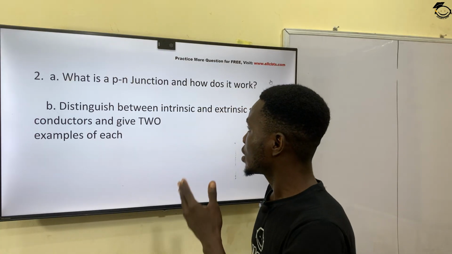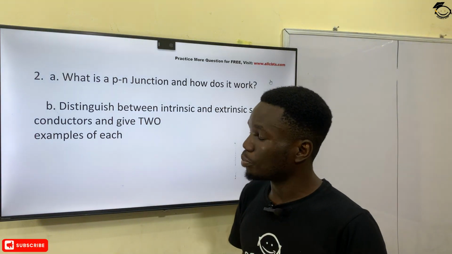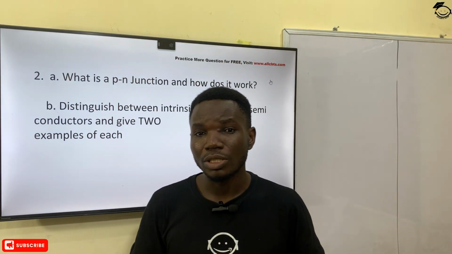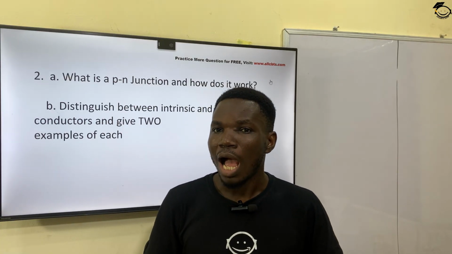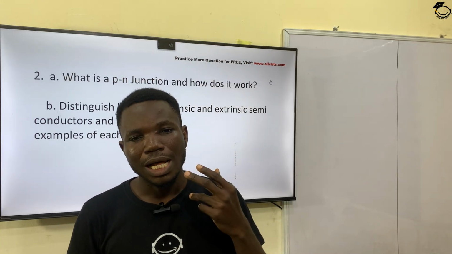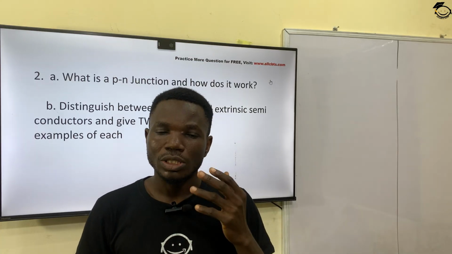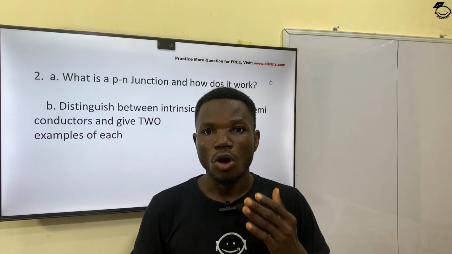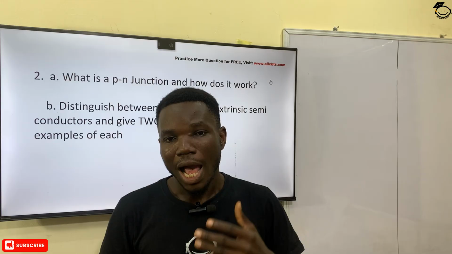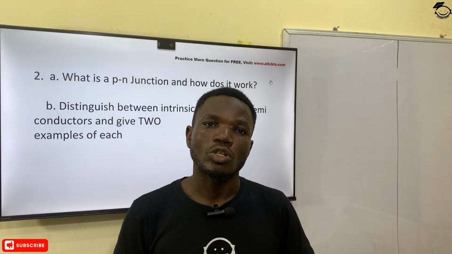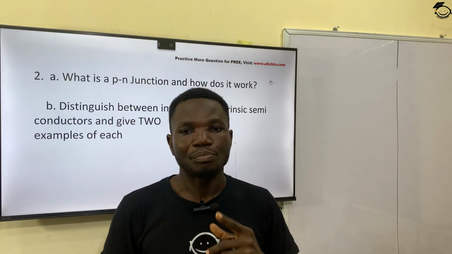Moving on to the next question, it says distinguish between intrinsic and extrinsic semiconductors and give 2 examples of each. Now, when we're talking about the intrinsic semiconductor, we refer to them as the pure semiconductor. And why do we call them pure semiconductors? They are the type of semiconductor that contain only one type of electron. An example is your silicon semiconductor or your germanium semiconductor, and they are called what? Intrinsic semiconductors, because they only contain one type of electron present in that particular semiconductor.